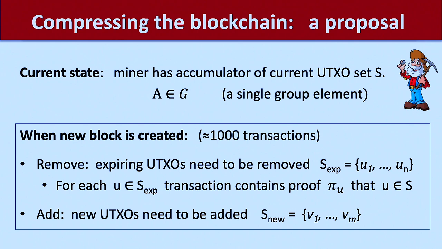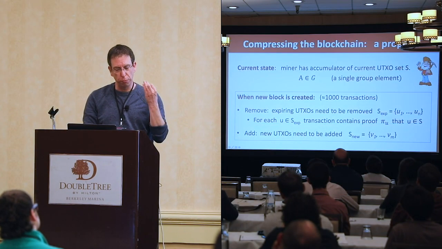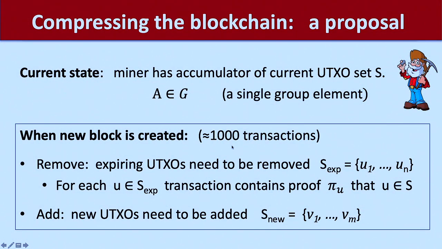256 bytes, that's it. Now, when a new block is created, a block itself is going to have like 1,000 transactions in it. So let's think about what you have to do when you accept a new block. The first thing you have to do is remove all the expiring UTXOs from the current accumulator. You check first that all the incoming UTXOs are in the accumulator, then you remove them. And then you add all the newly created UTXOs to this accumulator. So checking or mining a block basically means remove the spent UTXOs and add the new UTXOs. So we do a removal from the accumulator and then an addition to the accumulator.